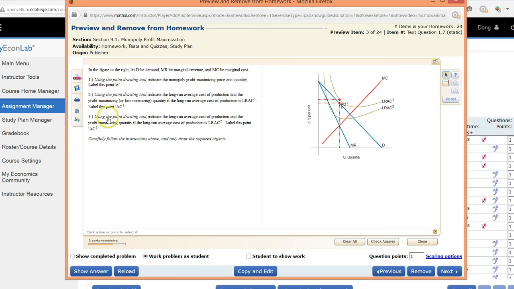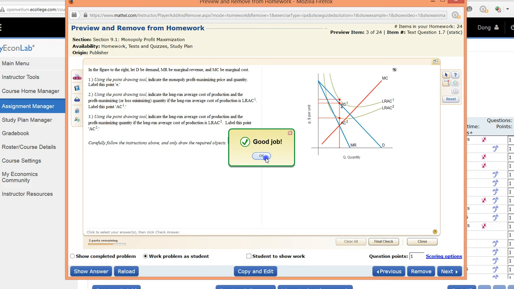And similarly, 3 using the point drawing tool indicate the long run average cost of production and the profit maximizing quantity if the long run average cost of production is LRAC2. So LRAC2 lies below LRAC1. So using the point drawing tool with the same output as the equilibrium point, LRAC2 has to be here. So this is my AC2. So check my answer. Good job.